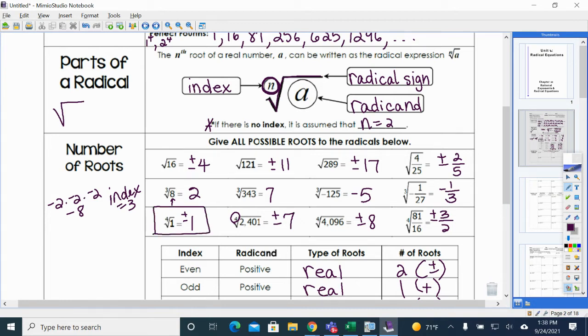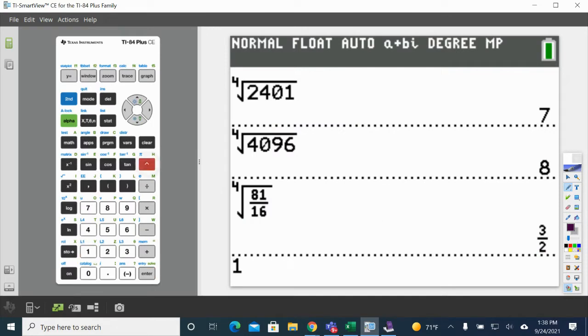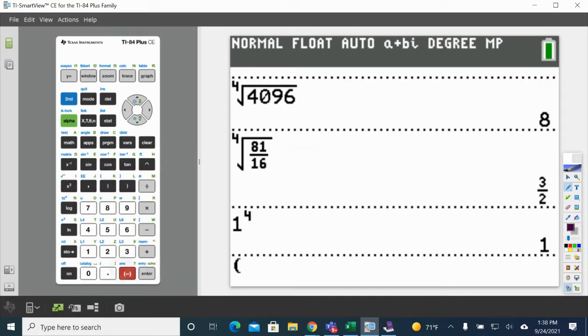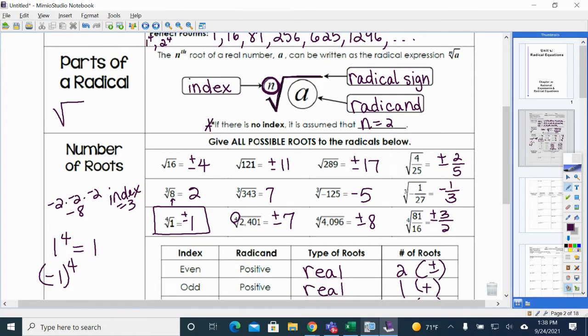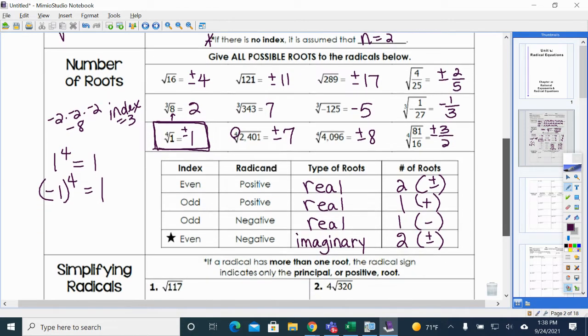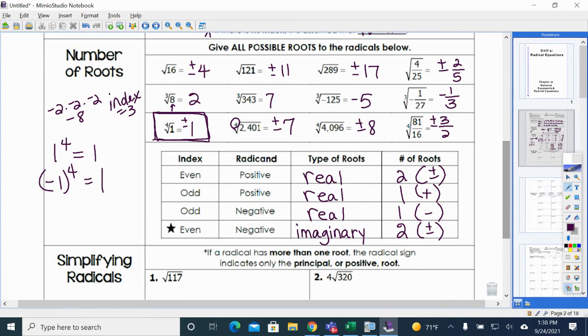this 4th root of 1. 1 to the 4th power is 1. -1 to the 4th power is also 1. So that's why anytime we have an even index, you have 2 solutions. And if you look at this table that's going to follow, that's the point of that first line.